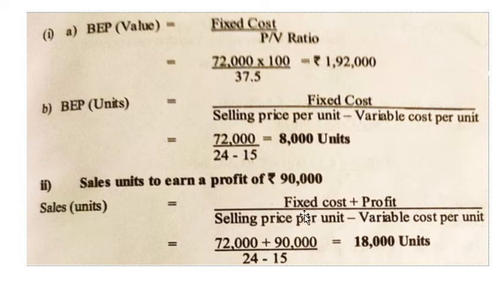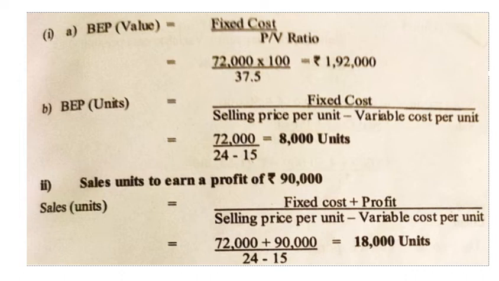So the formula is fixed cost plus profit divided by selling price per unit minus variable cost per unit. Your fixed cost is 72,000 plus profit, which is 90,000. Where did you get 90,000? As we have told in the question, to earn a profit of 90,000, what is the sales unit? So profit 90,000 divided by selling price per unit, which is 24, minus variable cost per unit, which is 15.